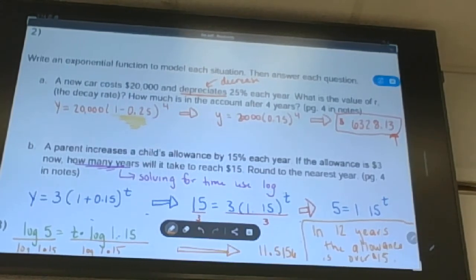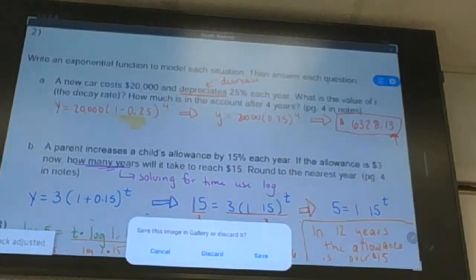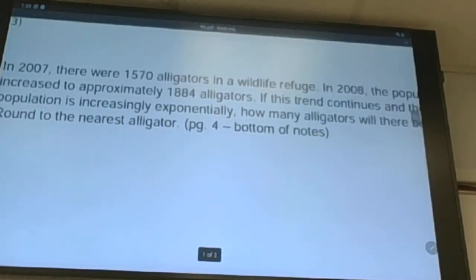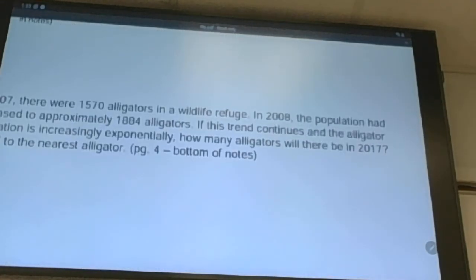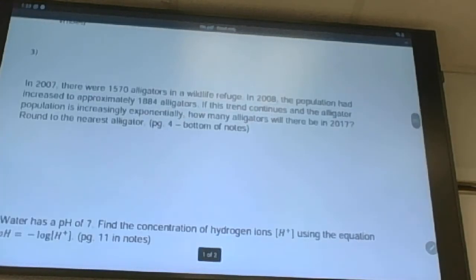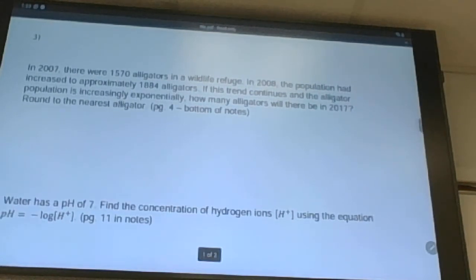I mean, if your allowance was 3 when you were 5, and then when you're 17, it's 15. And each year, you just have a little bit more. Now you have gas money. Any questions on using log to solve for time? It's when time is unknown, you have to use log. Let's go on. Last 2 problems and we're done with classwork.